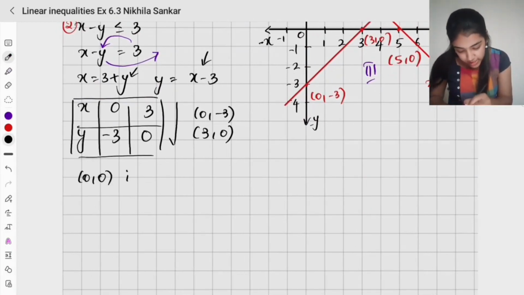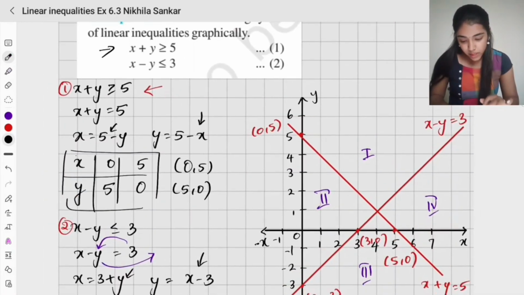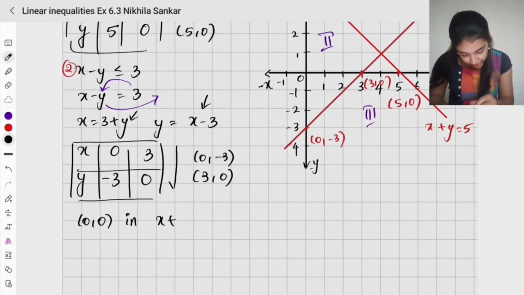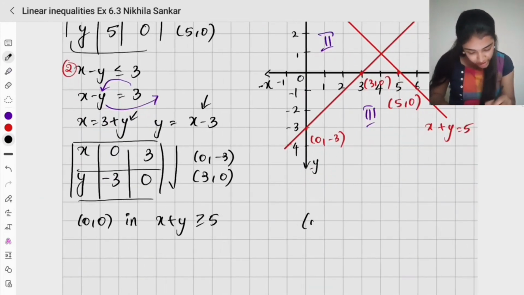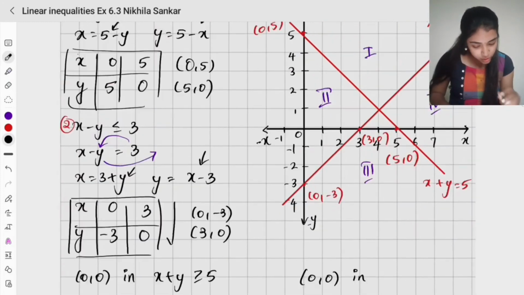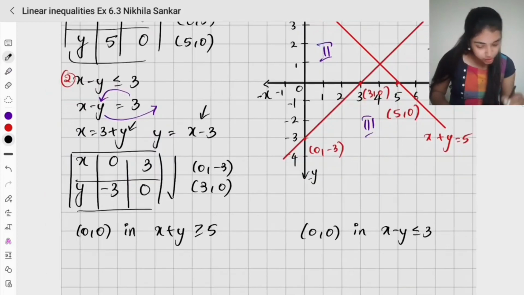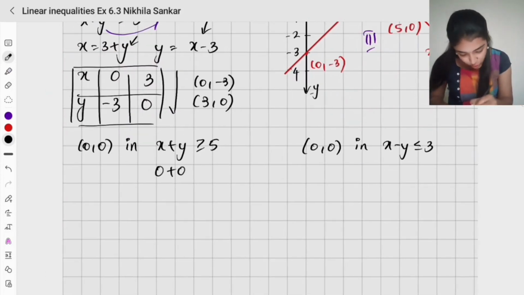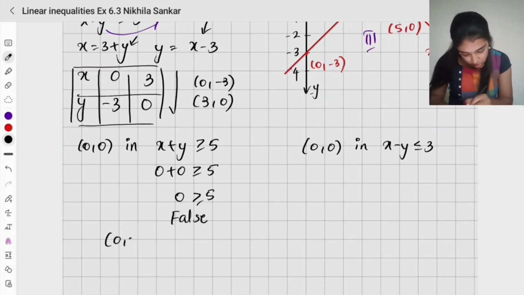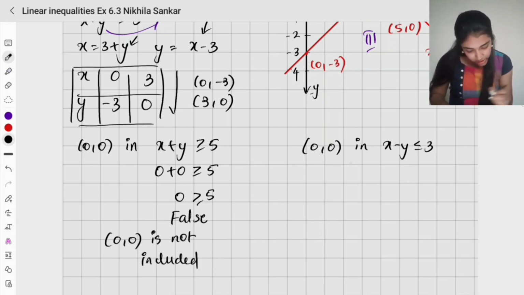So I'm going to put 0, 0 in x plus y greater than or equal to 5. I also have to put 0, 0 in my other equation, x minus y less than or equal to 3. Now what happens if we put it in this one? 0 plus 0 greater than or equal to 5. 0 greater than or equal to 5. So this is false. So 0, 0 is not included. For which one? For the first equation, not included. Now for this one, putting 0, 0 in this.